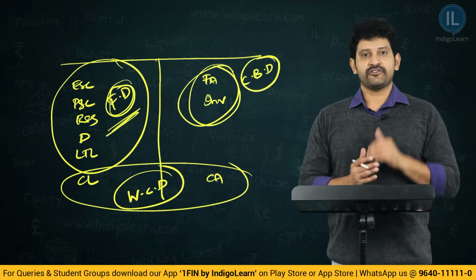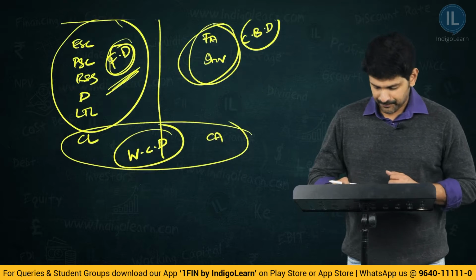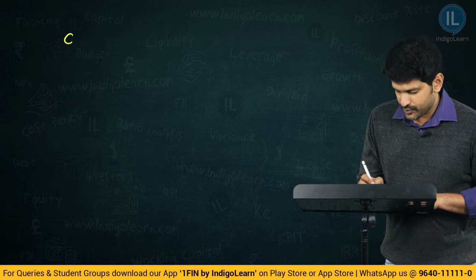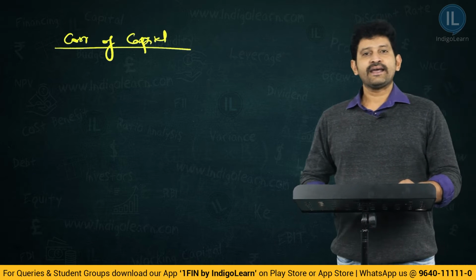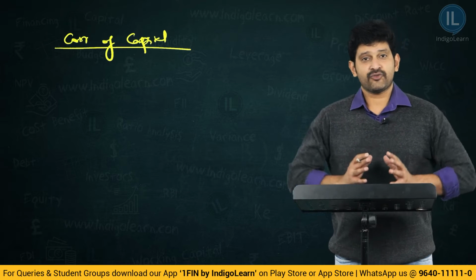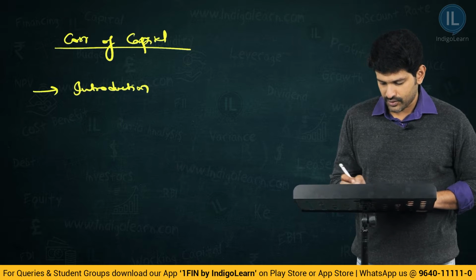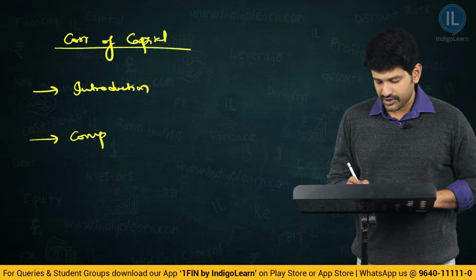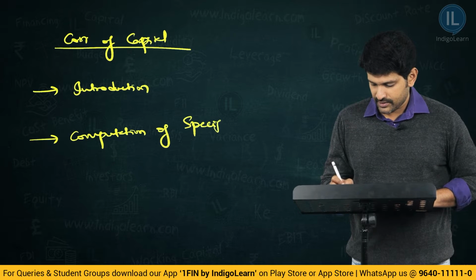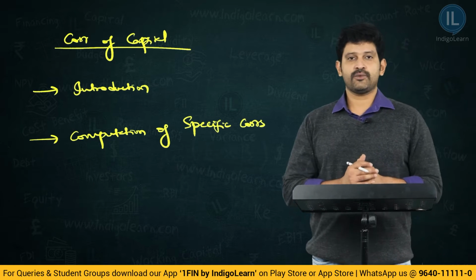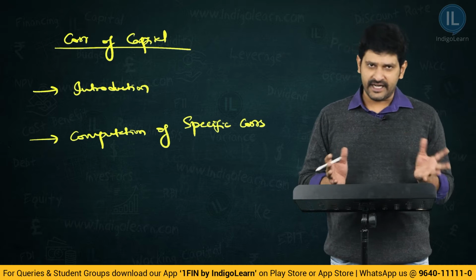And let us now move ahead to the first chapter in the unit of financing decisions, that is cost of capital. So, our new chapter, cost of capital. Friends, in this chapter, we will majorly have to understand three things. 1. The introduction part. 2. Computation of specific costs. Now, what specific costs are you talking about? The costs of our sources of finance, be it term loan, debenture, equity, preference, retained earnings, like this.